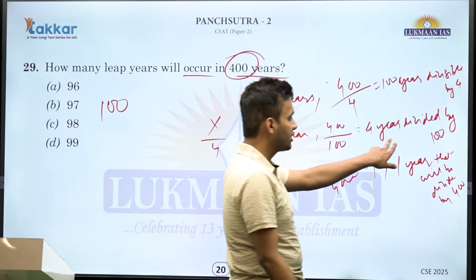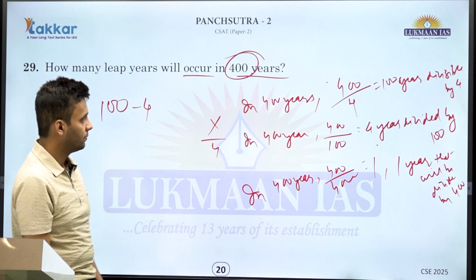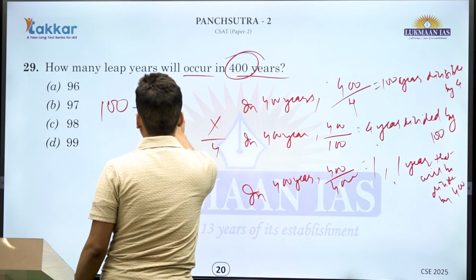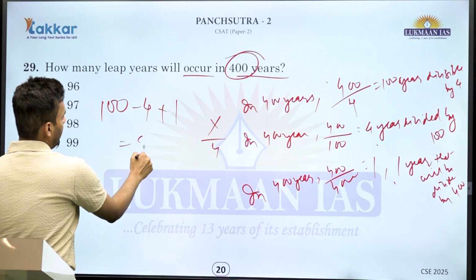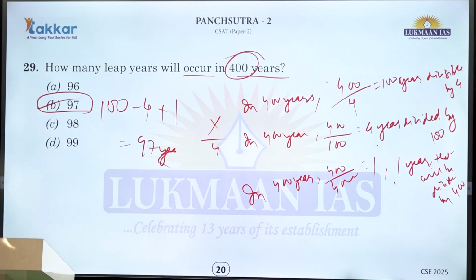We need to subtract these 4 years and we will add 1 year. So 97 will be the correct answer.